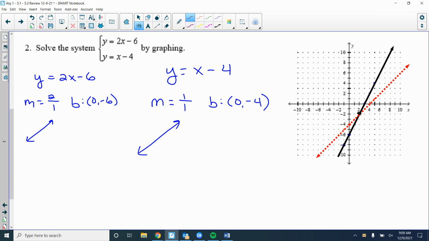And where they hit is your answer. What is that? (2, -2)? Yeah. Okay. And just like you did for number 1, you can plug those in to make sure they both work. Because if you somehow got off on your line, you could end up getting a false answer.